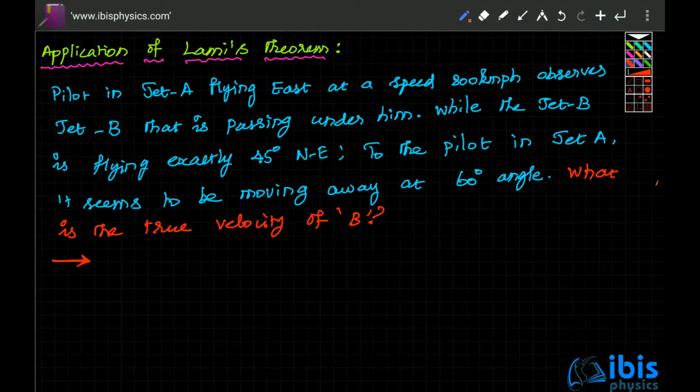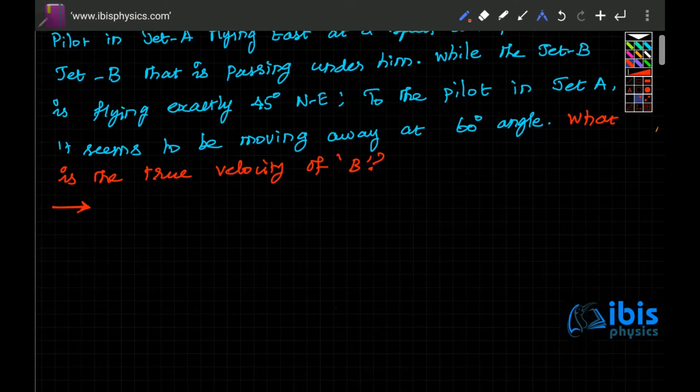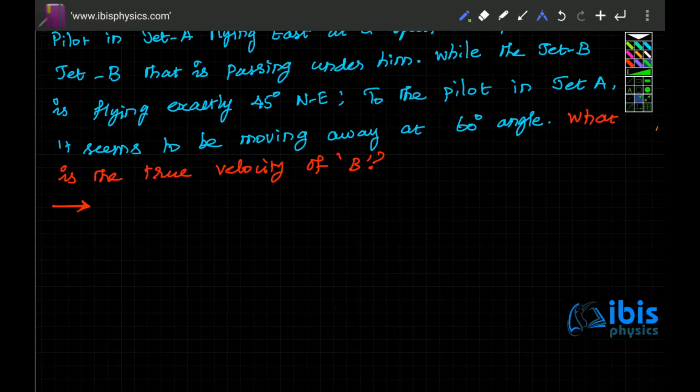So as I told you already, you can use Lami's theorem in the case of three vectors which form the sides of a triangle. So in the last example, we discussed forces that act at a point and keep the object in equilibrium. Here there are two jets, jet A and jet B. And what is the condition given?